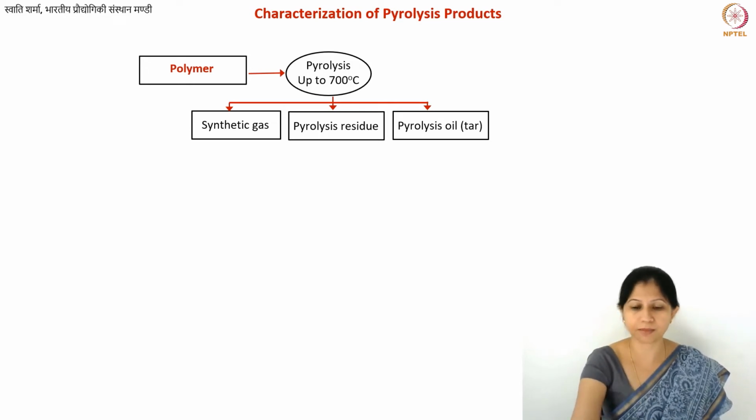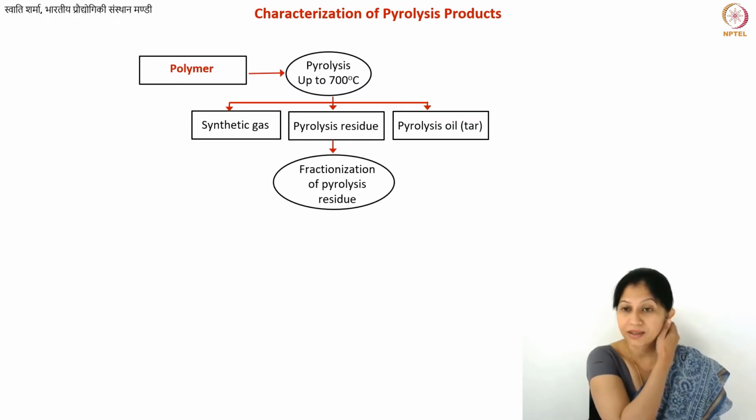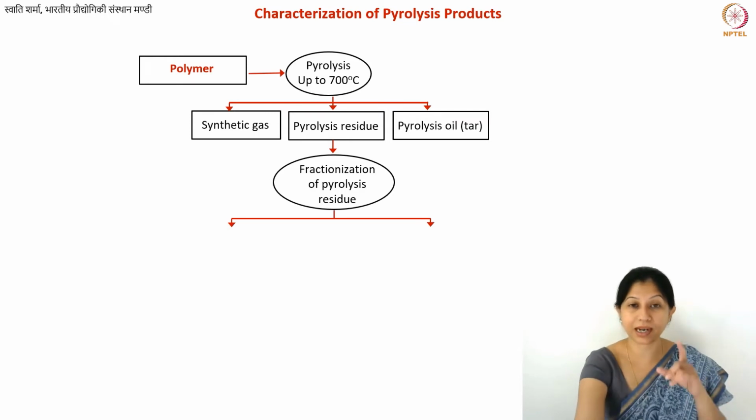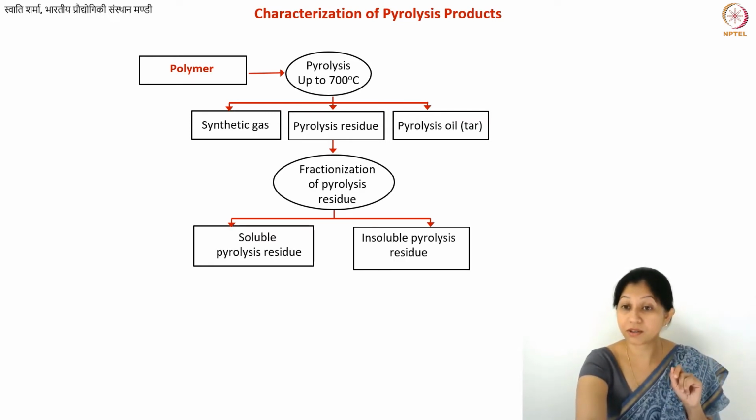First, let's complete the chart here. What do you do with this residue at 700 or at this temperature? You don't have carbon yet. Or if you call it carbon, then it has a lot of impurities, because it also has these hydrocarbon impurities still mixed in. So what you can do is fractionalize this residue. You can separate out the soluble products or soluble chemicals from the insoluble ones.